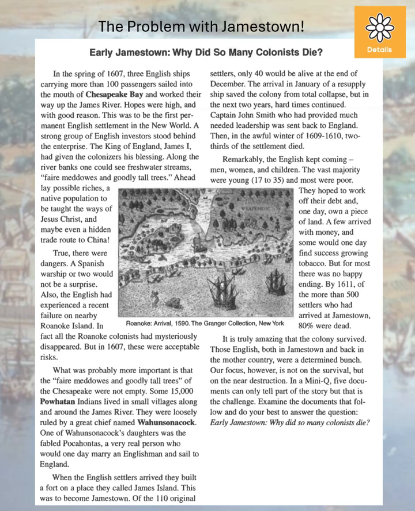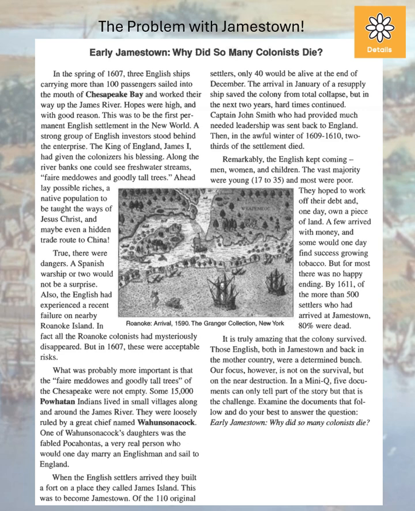In the spring of 1607, 3 English ships carrying more than 100 passengers sailed into the mouth of the Chesapeake Bay and worked their way up the James River. Hopes were high, and with good reason. This was to be the first permanent English settlement in the New World. A strong group of English investors stood behind the enterprise. The King of England, James I, had given the colonizers his blessing.